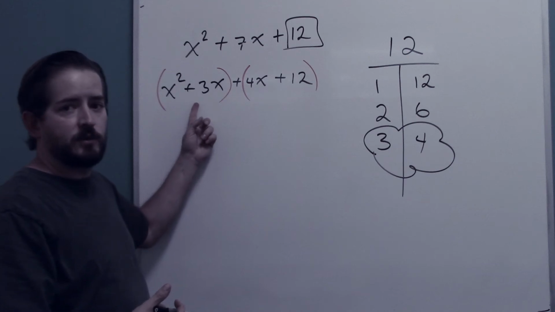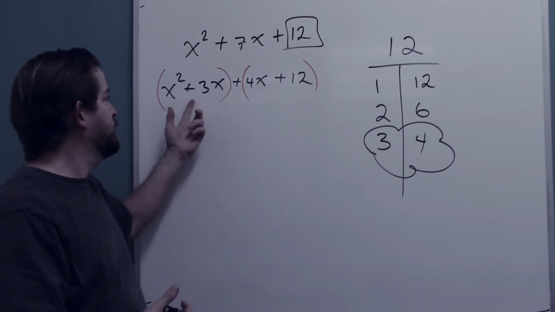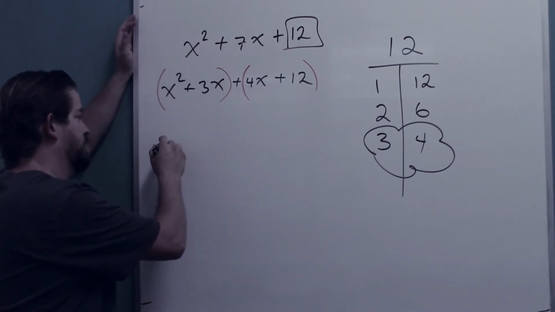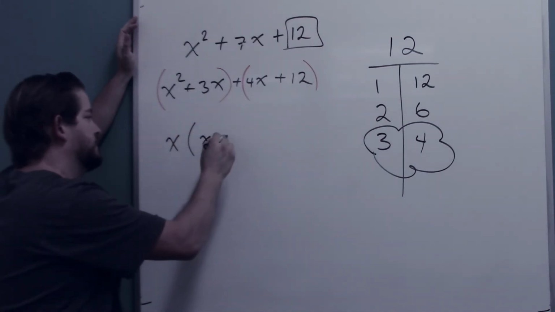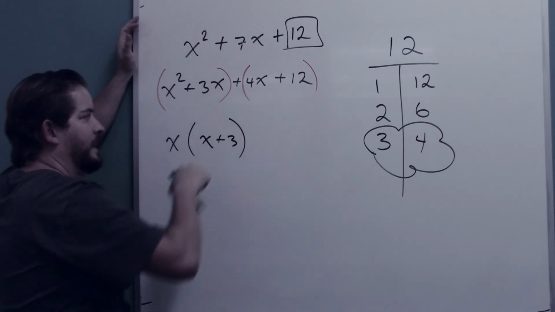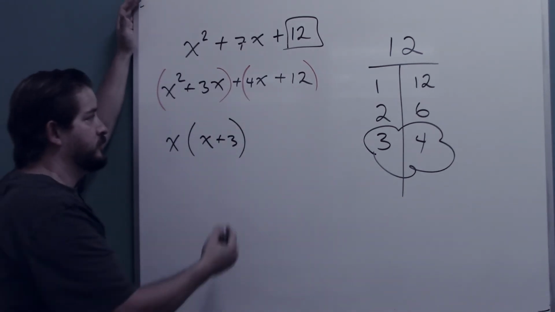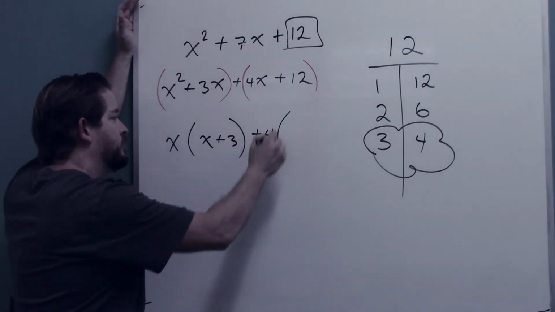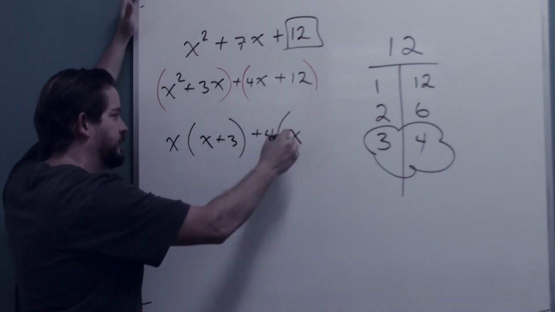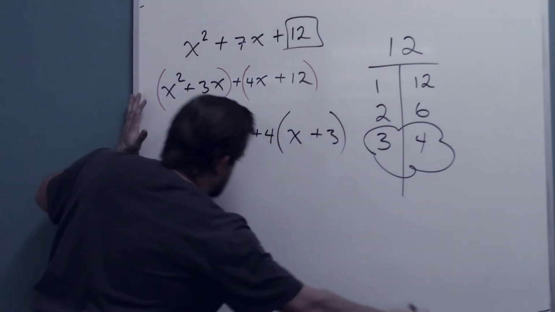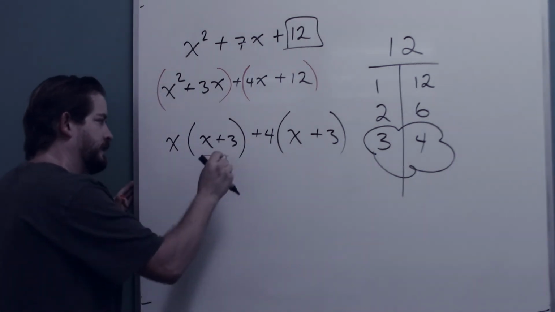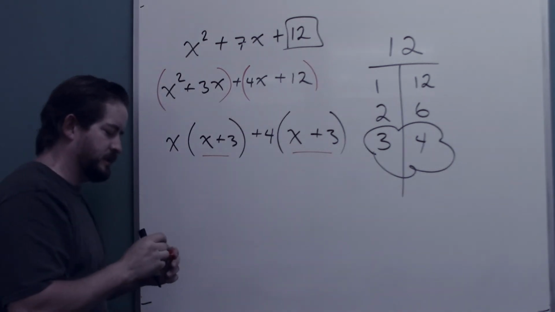If I factor the x squared plus 3x, the only thing I can pull out is an x, but I can pull out an x. And that leaves me with x plus 3. On the right hand side, the only thing I can factor out of there is a 4, so if I factor out a 4, the 4 cancels out, leaves me with an x. 12 divided by 4 is 3, and look at that, just like magic, I have an x plus 3 here, and an x plus 3 there.